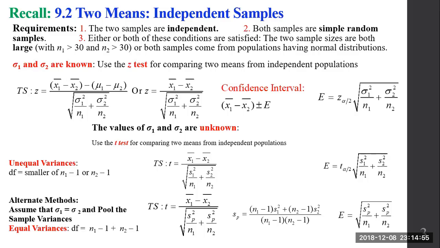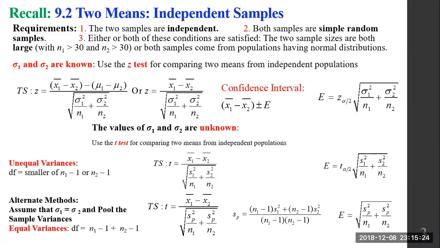The confidence interval, X1 bar minus X2 bar plus minus E. The way E is calculated when sigma is given, it's Z alpha over 2 square root of sigma 1 squared over N1 plus sigma 2 squared over N2. And pay attention to the fact that when you want to calculate the E, you can use your calculation in the previous step using the test statistic.